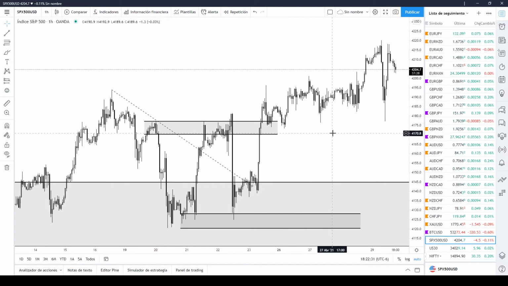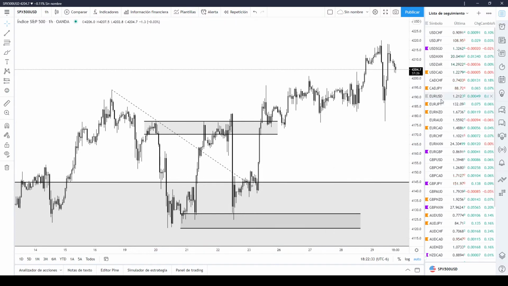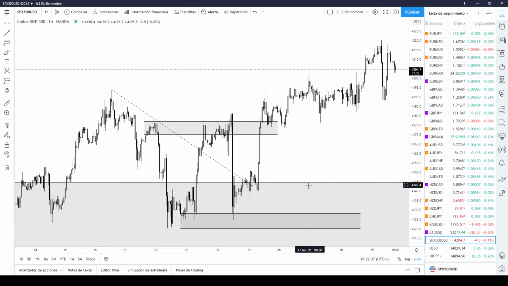Now let me show you a couple of entries or possible setups I have for the following week, and I'm done for the week. I don't recommend trading on Fridays. I just marked this one and saw if the market respected this strategy, and it did.